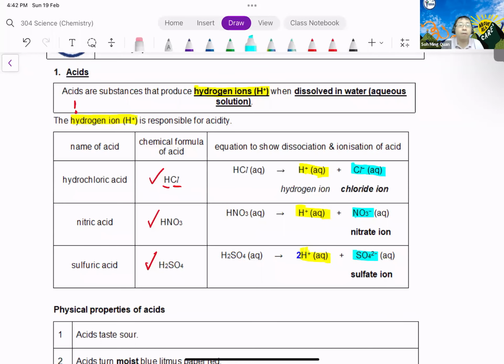Okay, it's recording now. So as I was saying, H+ is responsible for acidic properties. All acids produce H+, and H+ is the reason why you see all these properties of acids. And when do they produce H+? Acids produce H+ when they are dissolved in water. That's why you see all the state symbols there are aq, meaning aqueous.